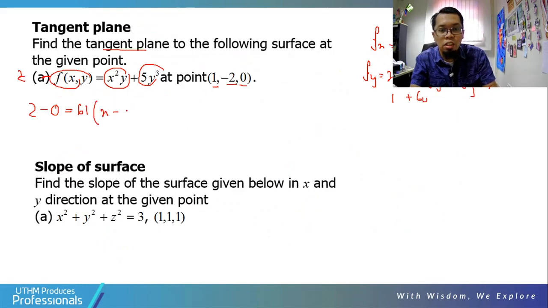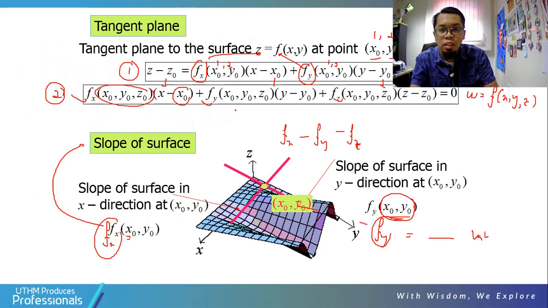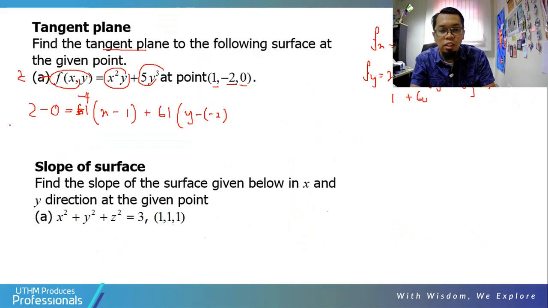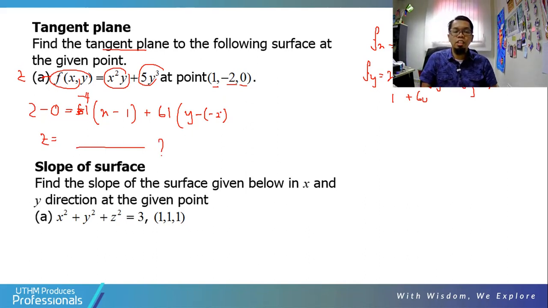X naught is 1. Sorry, not 61, you use negative 4 for x minus 1, and then 13 for y plus 2. And then you can get the answer for z. Okay, that is the way how you can find the tangent plane.